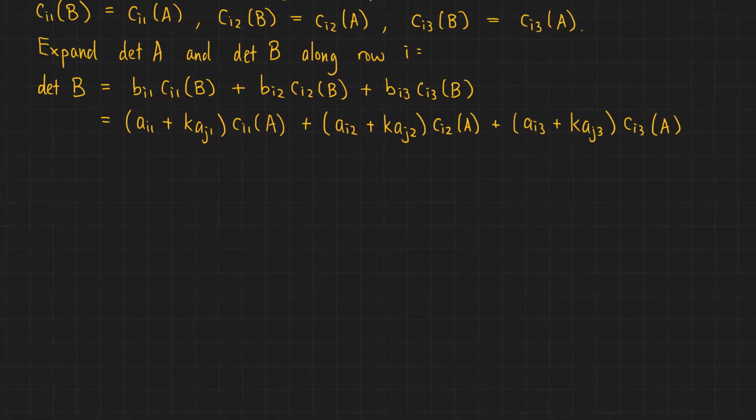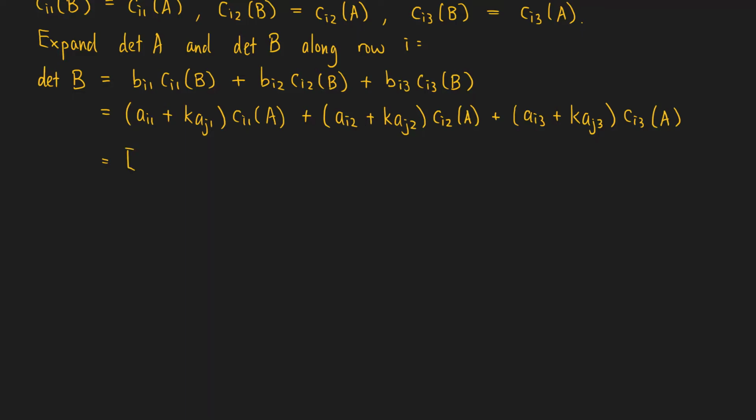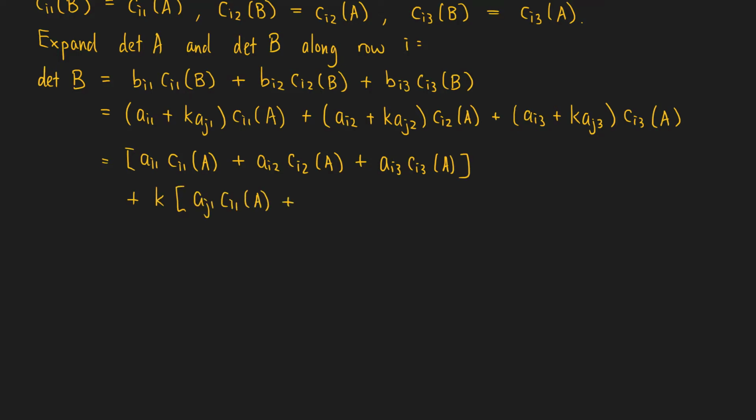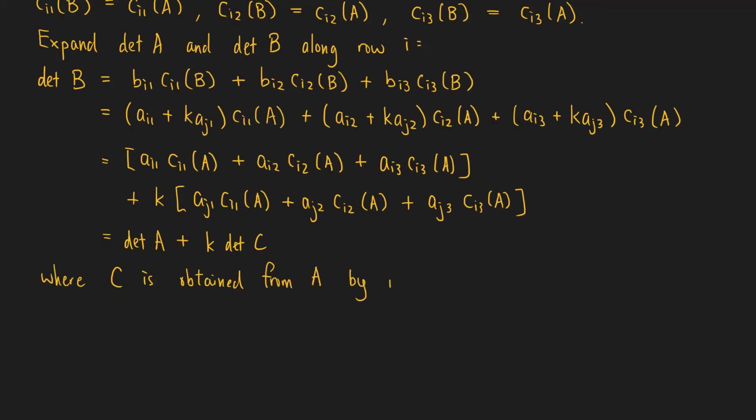By grouping the terms, this is equal to bracket a_i1 times c_i1 of A, plus a_i2 times c_i2 of A, plus a_i3 times c_i3 of A, plus k times bracket a_j1 times c_i1 of A, plus a_j2 times c_i2 of A, plus a_j3 times c_i3 of A. The first pair of brackets is the determinant of A, and the second pair of brackets is the determinant of C, where C is obtained from A by replacing row i by row j.